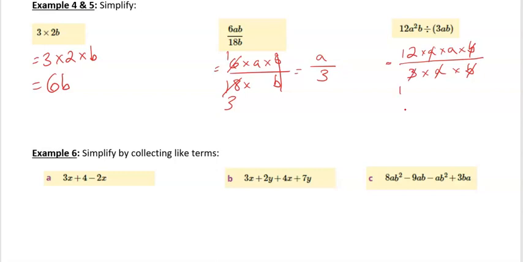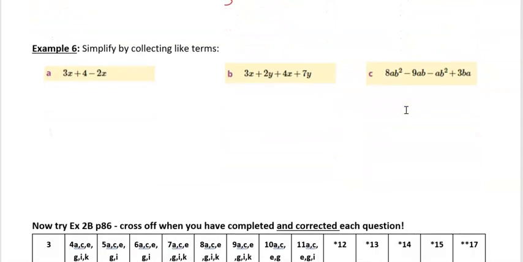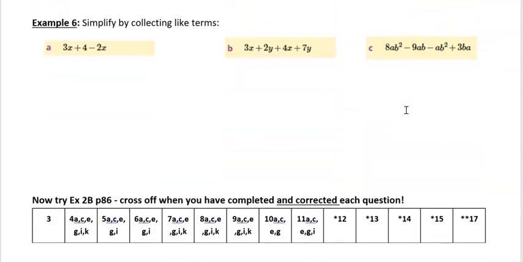3 divided by 3 is 1. 12 divided by 3 is 4. So that gives me just a plain old 4a, because there's a 1 on the bottom, and I don't need to write that out. Now, simplify by collecting like terms.